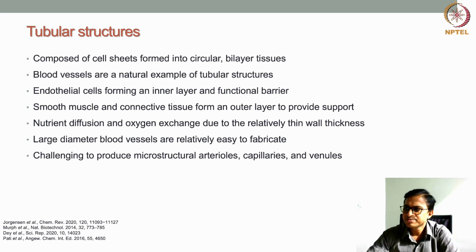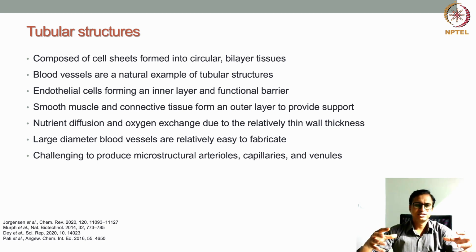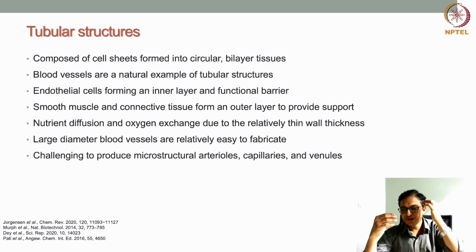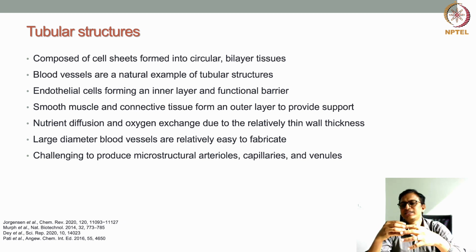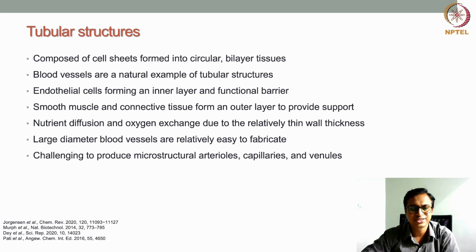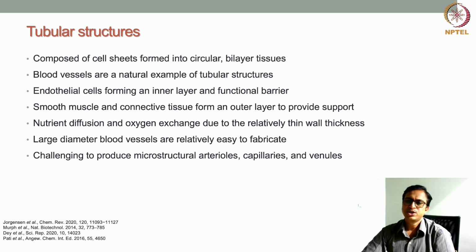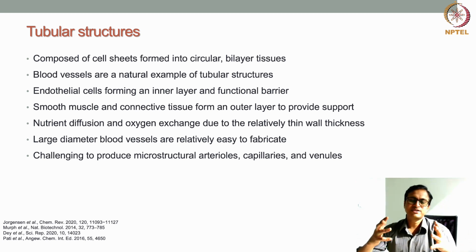In the case of blood vessels, the innermost cell layer is the endothelial cells, which form the innermost layer, right? They also maintain a functional barrier between what is flowing through the tube and the other structures. So the tight junction between the endothelial cells is very important, because of which the functional barrier exists.